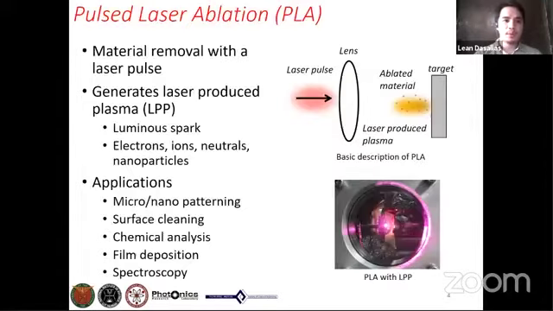Now, allow me to focus first on post-laser ablation. This is a technique wherein a portion of the material is removed from the surface, and this removal is accompanied by the generation of a luminous plasma plume, as shown in this figure. This is a useful technique in many areas such as surface patterning and in some chemical analysis.